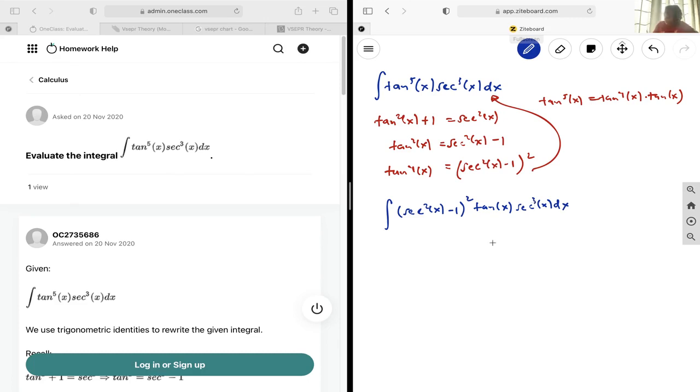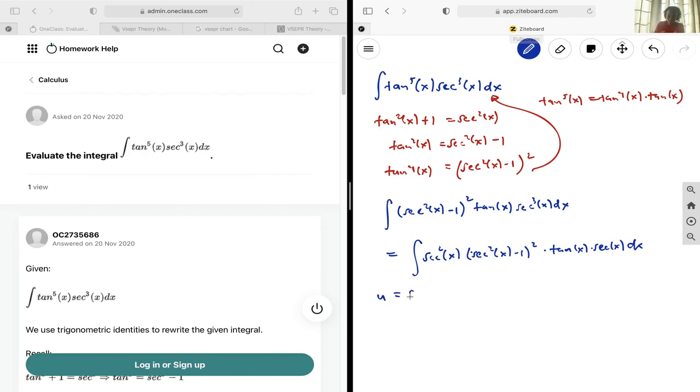Yeah. And so we just need to note that this can also be simplified by taking it as secant squared x into secant squared x minus 1 squared, that multiplied by tan x by secant x dx. So we're just separating this cubed into a squared by to the power of 1. And then lastly, we're going to use substitution.